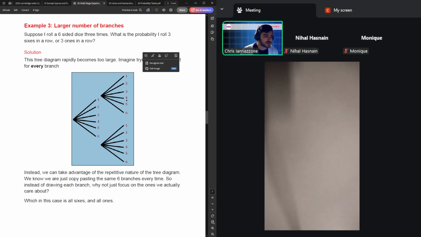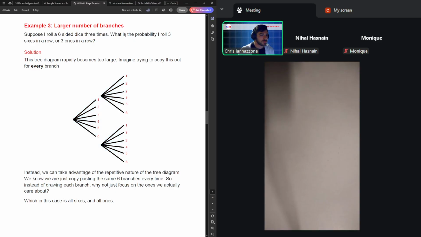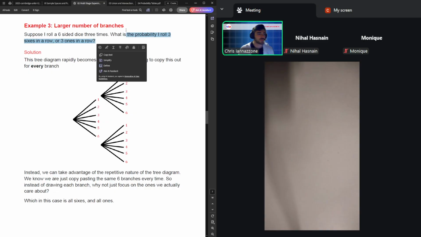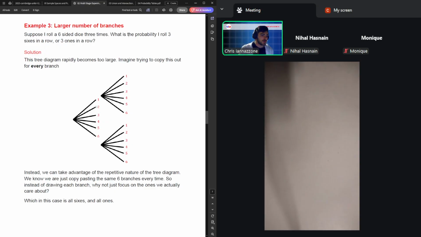For now, if you do need to use a tree diagram for whatever reason, here's one of the things you can do. So, probability of rolling 3 6s in a row or 3 1s in a row. Already off the rip, we're not going to need that, right? Because we're only caring about rolling 1 1 1 or 6 6 6. So even me just showing you this here isn't the full sample space, right?